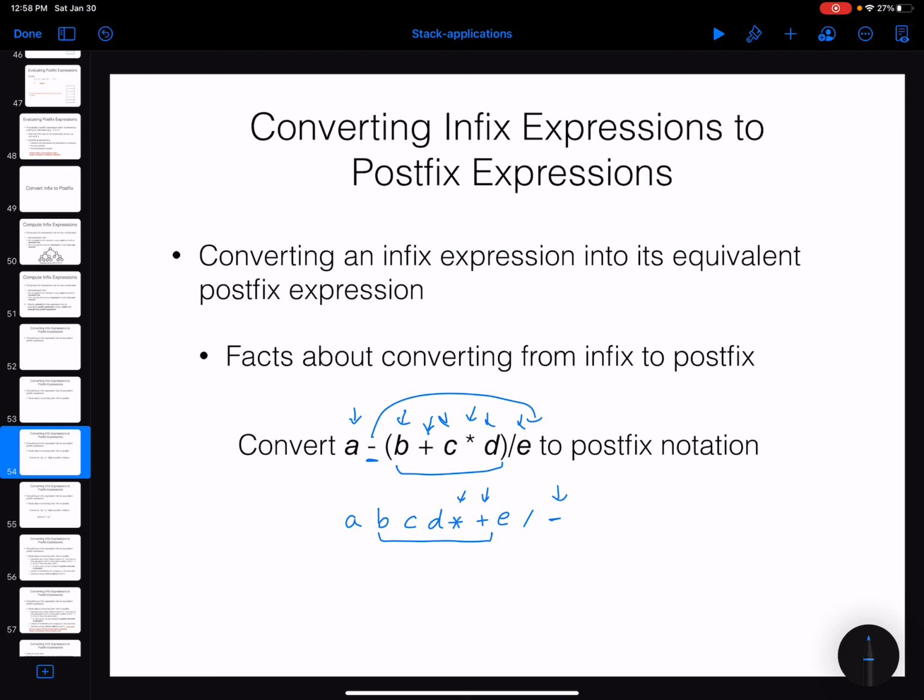So where are we going to keep those operators? The answer is a stack. We are going to use a stack, keep the operators in a stack, and then based on what is coming next, we will understand where I should put them.